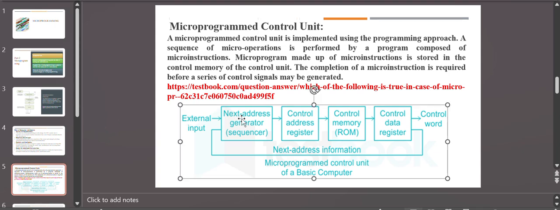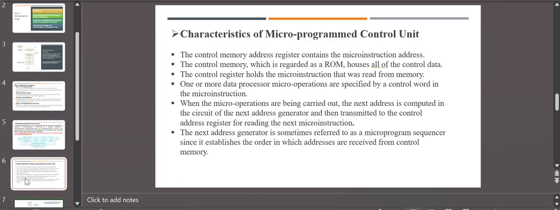Here you can see the microprogrammed control unit of Basic Computer. Here are the external input and sequencer, register, ROM, and register and the control words. Characteristics of the microprogrammed control unit.